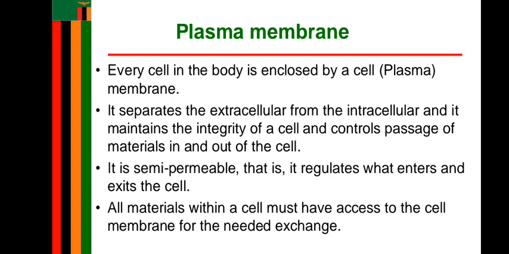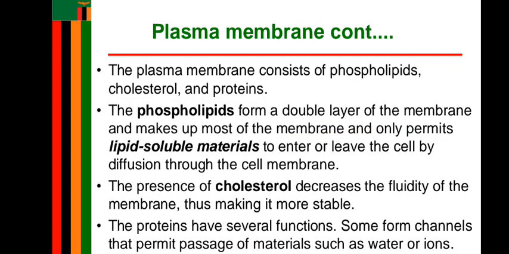So all materials within the cells have access to the cell membrane for the needed exchange. The plasma membrane consists of what we call the phospholipid, which is the combination of the phosphate as well as the lipid, forming phospholipid. Then it has cholesterol, and it also has protein. The phospholipids form a double layer of the membrane, and it makes up most of the membrane.